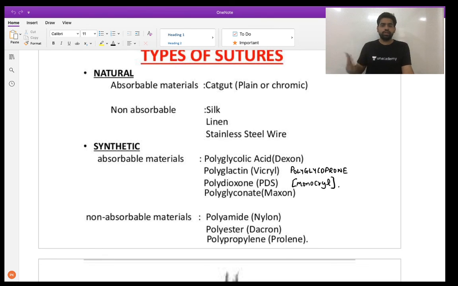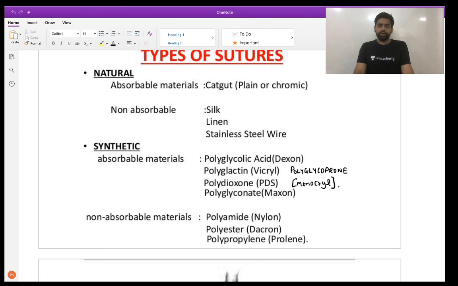What about the stainless steel? Where do you use the stainless steel? After a sternotomy. If you do a sternotomy, to get the sternum back together, you use stainless steel. You also used to use it around 70-80 years back in hernia surgeries. Yes, you used to use it, but no one uses it now.